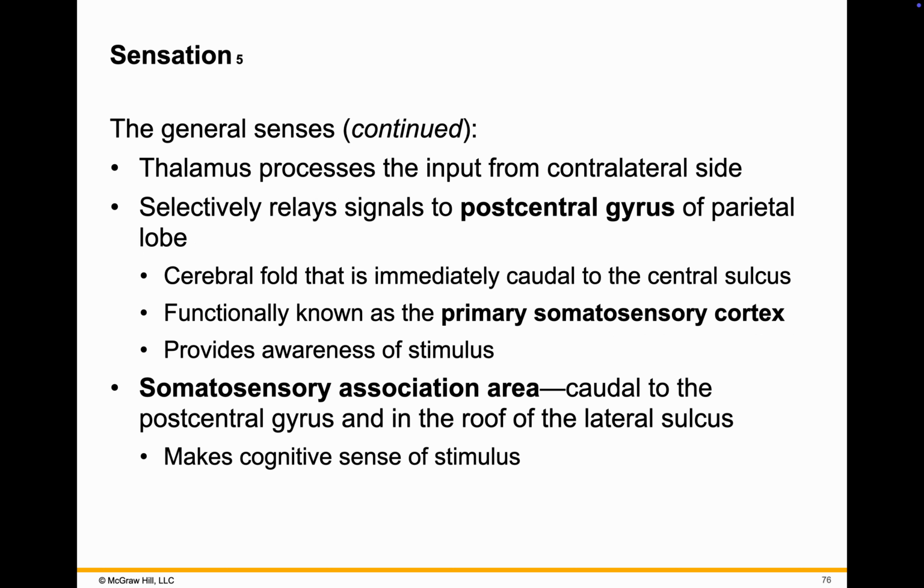The thalamus processes the input from the contralateral side. There are selective relays to signal the postcentral gyrus of the parietal lobe. They have somatosensory association areas that make cognitive sense of the stimulus.